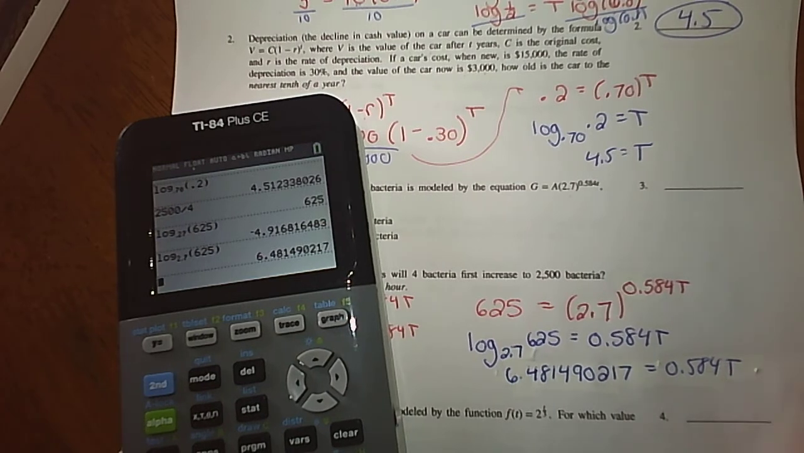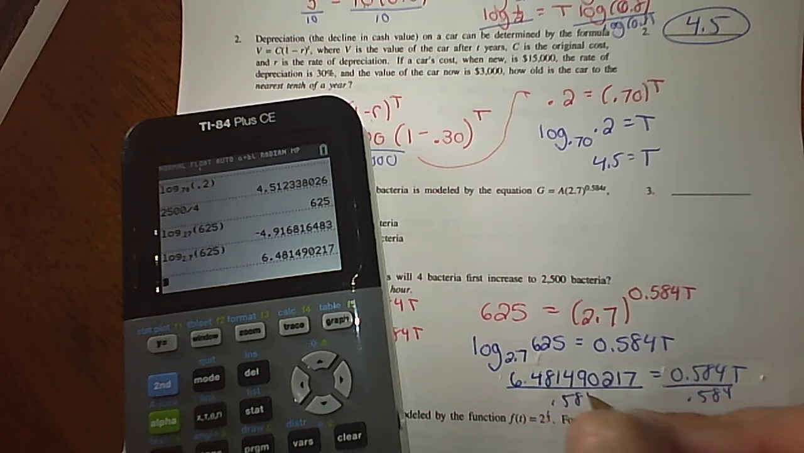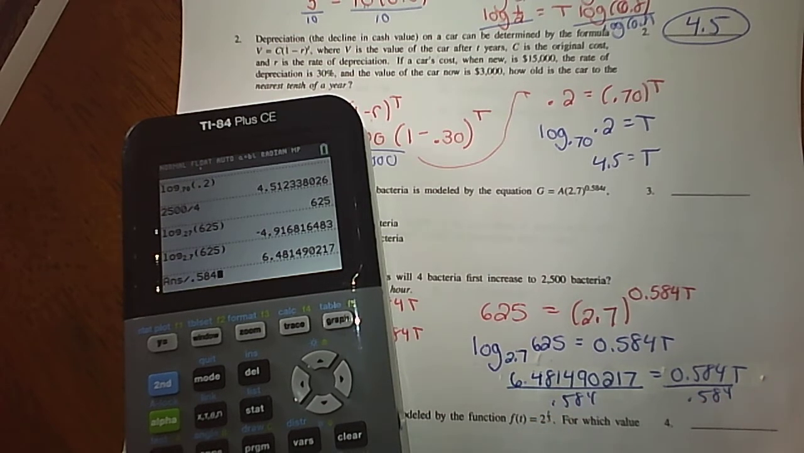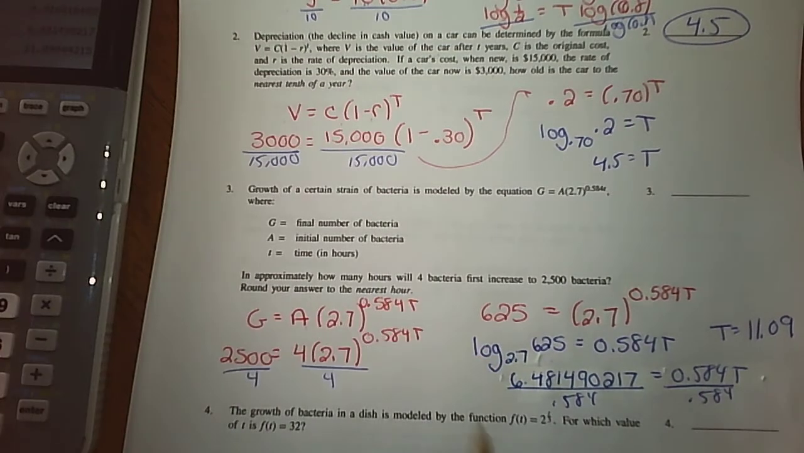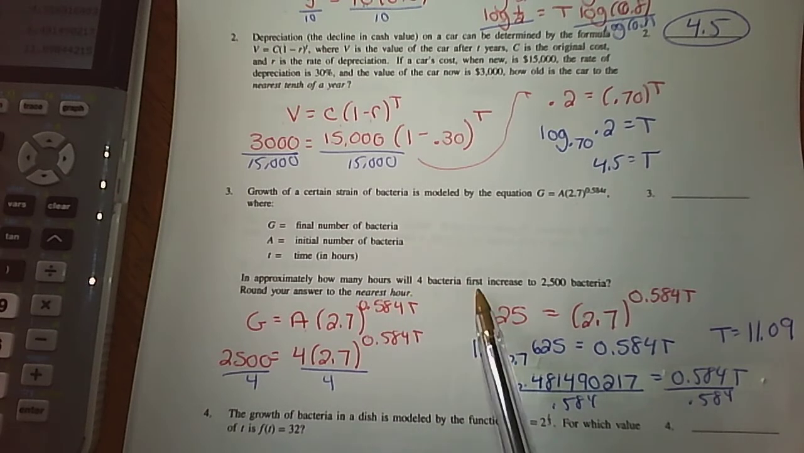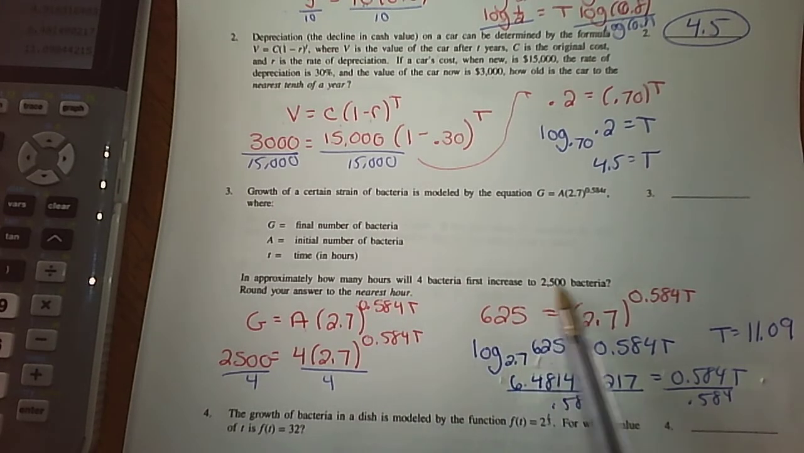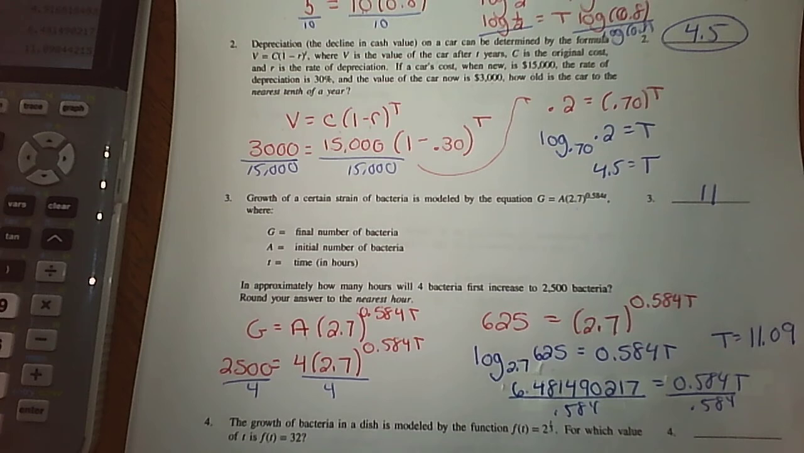Okay? Now, to get t alone, I'm going to divide by 0.584. So I'm going to divide it by 0.584. And I'm getting 11.09. Okay, now let's go back and look at the question. In approximately how many hours will 4 bacteria first increase to 2,500? Round your answer to the nearest hour. Okay, so most of you had 11, which is actually correct considering this is how it's rounding.